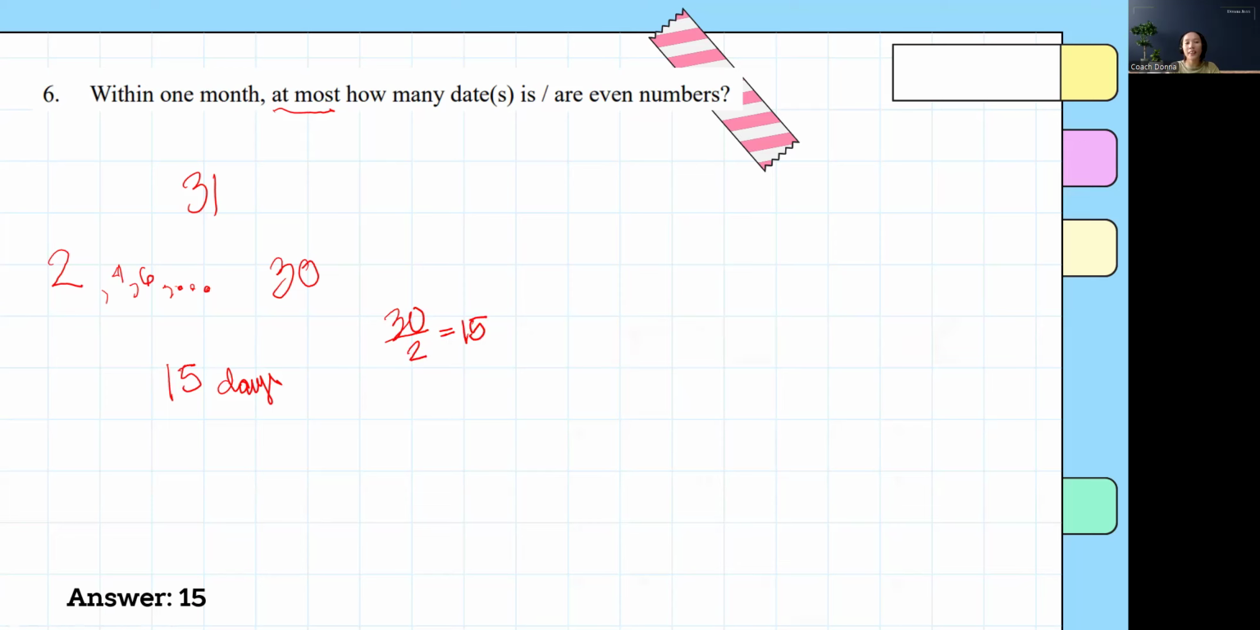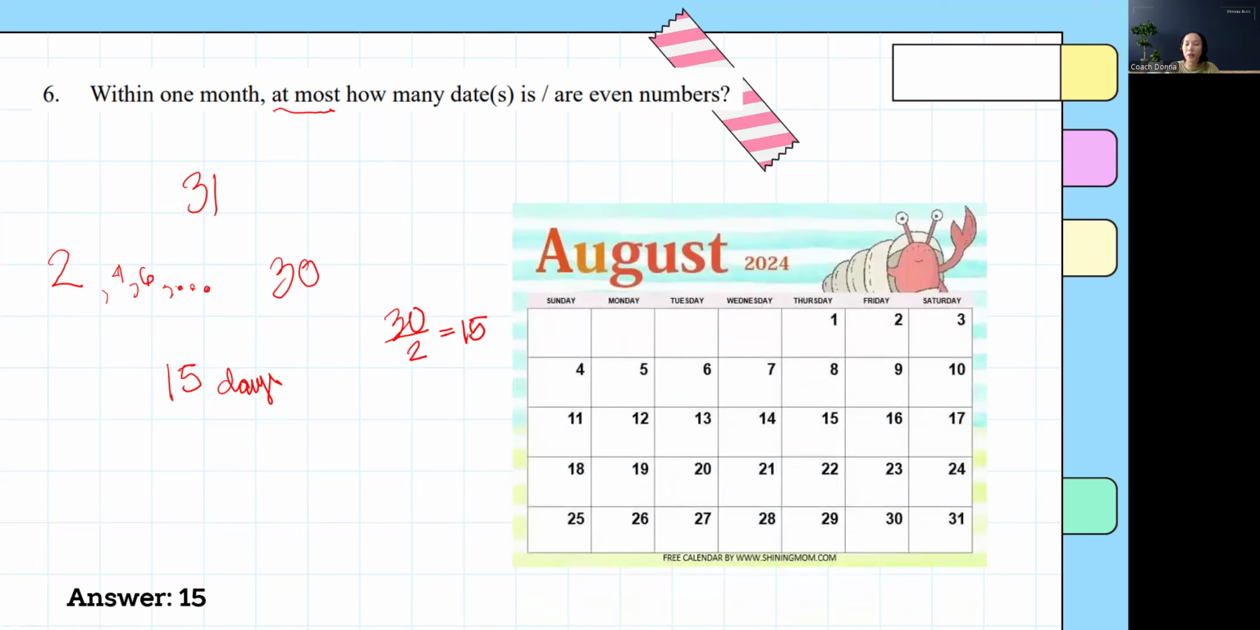That's how we get our answer. We also have here our calendar to show us, if you want to count it manually, you will get 15 dates that are even. Okay? It's always 15, except on February, right? So that's it for number 6.